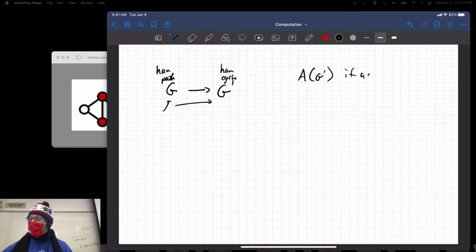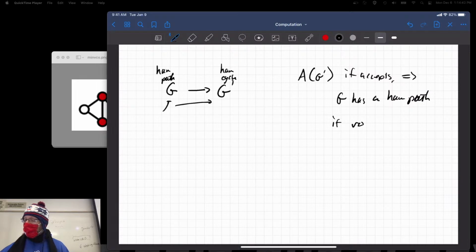if it accepts, then G has a Ham path. If it rejects, then no Ham path.